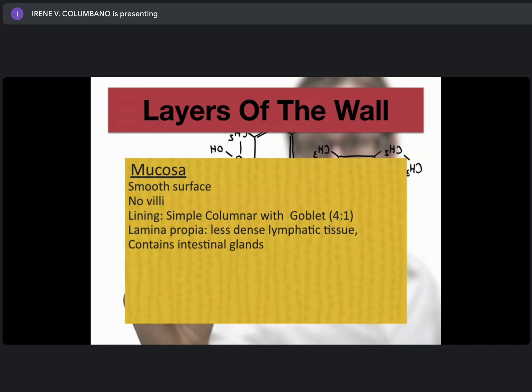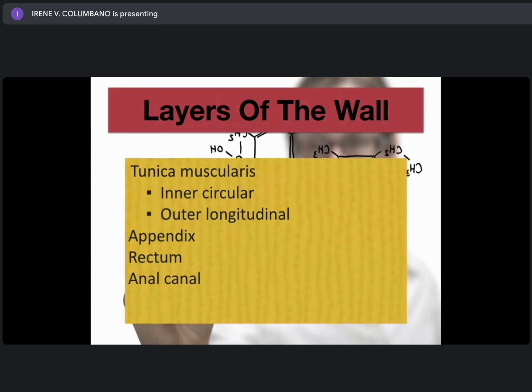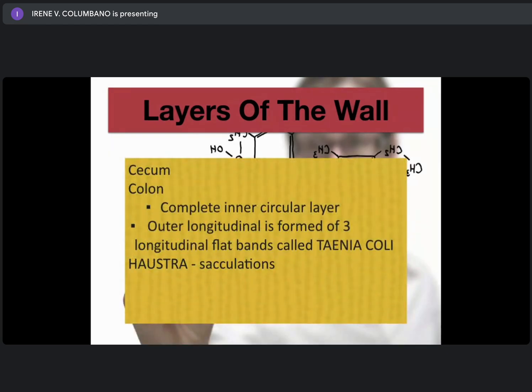So, dito sa layers ng large intestine, meron tayo, less na yung lymphatic tissue. It contains naman intestinal glands. Muscularis mucosa niya made up of smooth muscle, submucosa made up of dense collagenous tissue. Tunica muscularis, inner circular, laging ganun, and outer longitudinal. Next is the appendix, the rectum, and anal canal. Cecum, colon, so ang kanila naman complete inner circular and outer longitudinal. Meron sa colon natin yung tinatawag na flat bands known as the taenia coli.